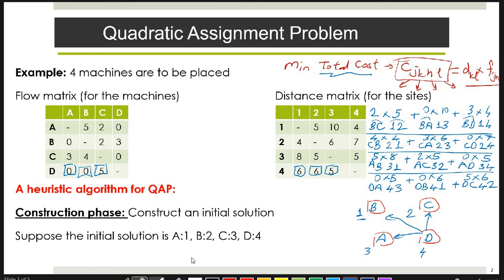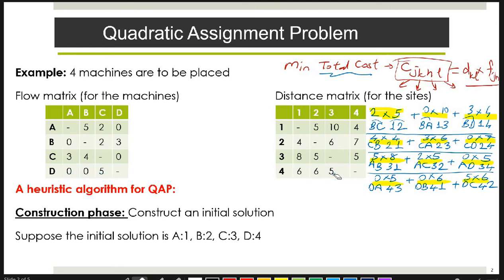Okay, and then what is our total cost? Our total cost is the summation of all these values. Okay, 2 times 5 plus 0 times 10 plus this plus this plus this. You need to add up all these values to calculate the solution corresponding to this assignment.